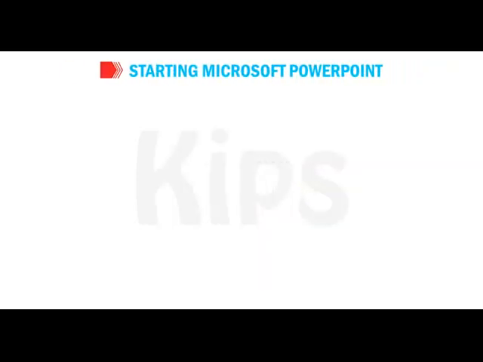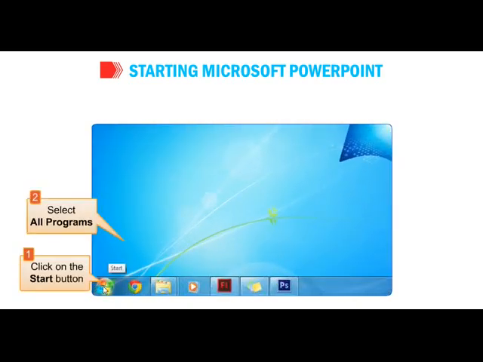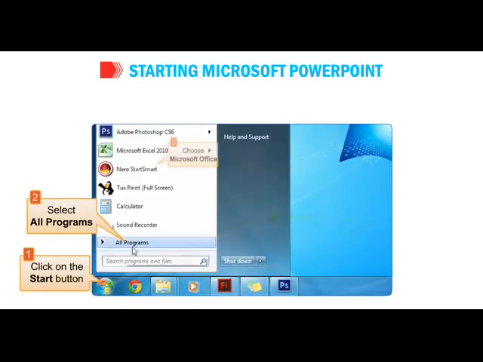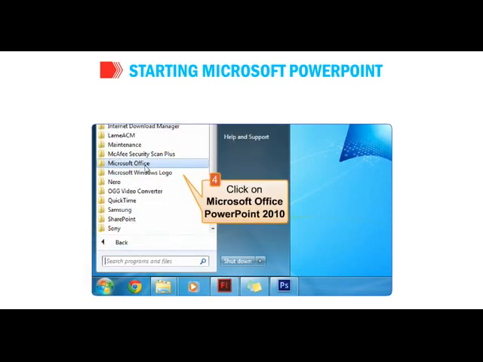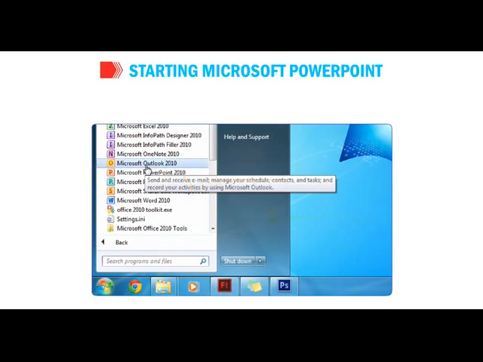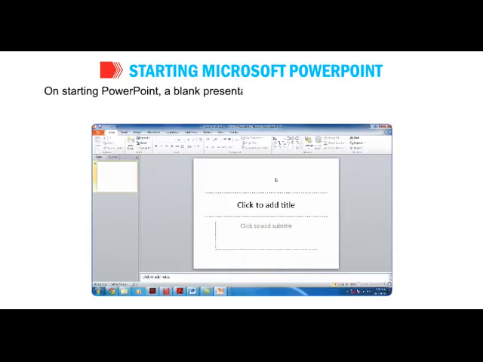Now let us find out how to start MS PowerPoint. First click on the Start button. Then select All Programs. Choose Microsoft Office and click on Microsoft PowerPoint 2010. On starting PowerPoint, a blank presentation named Presentation 1 with a title slide appears.